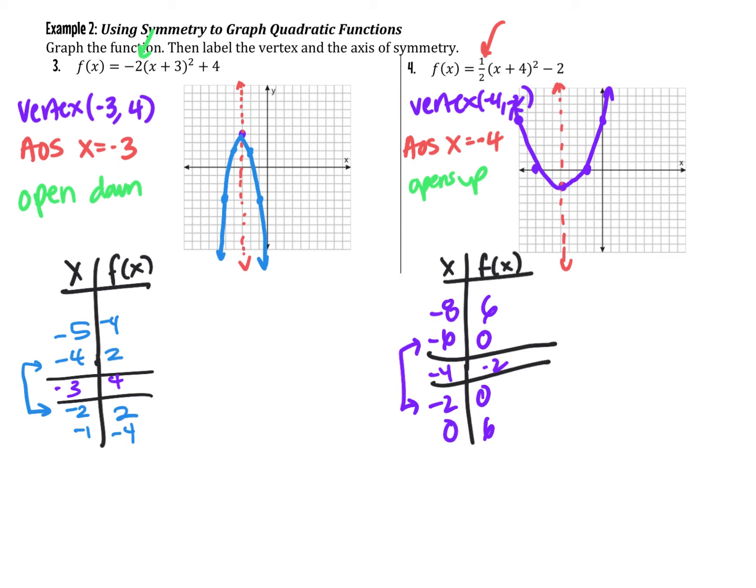If this question asked me about increasing and decreasing, I can see on number 3 that I'm increasing to the left and decreasing to the right, and on number 4 that I'm decreasing and then increasing. We aren't asked about that specifically here, so I'll focus on that in a couple more examples a little later in this video. So now that we have a pretty solid foundation of how to identify characteristics from vertex form and how to use that to graph, let's focus on standard form a little bit.